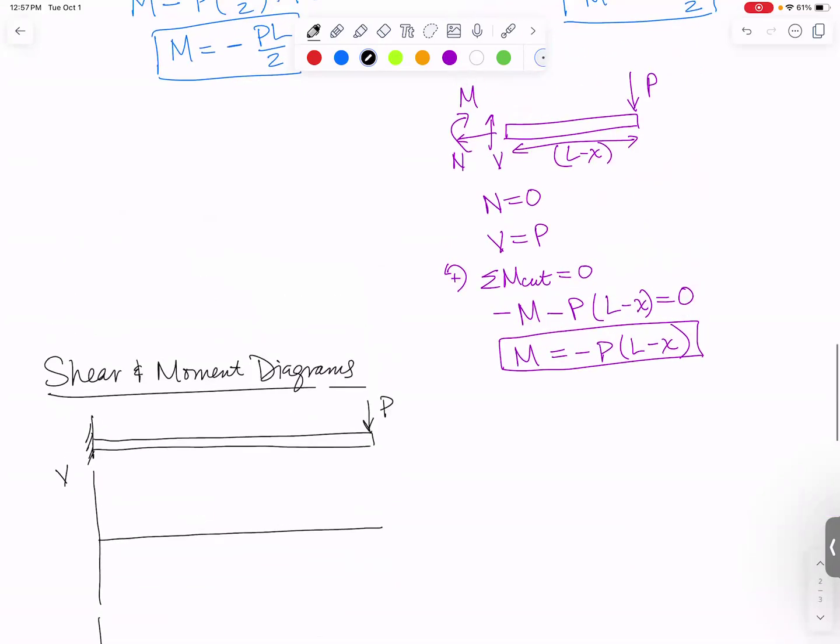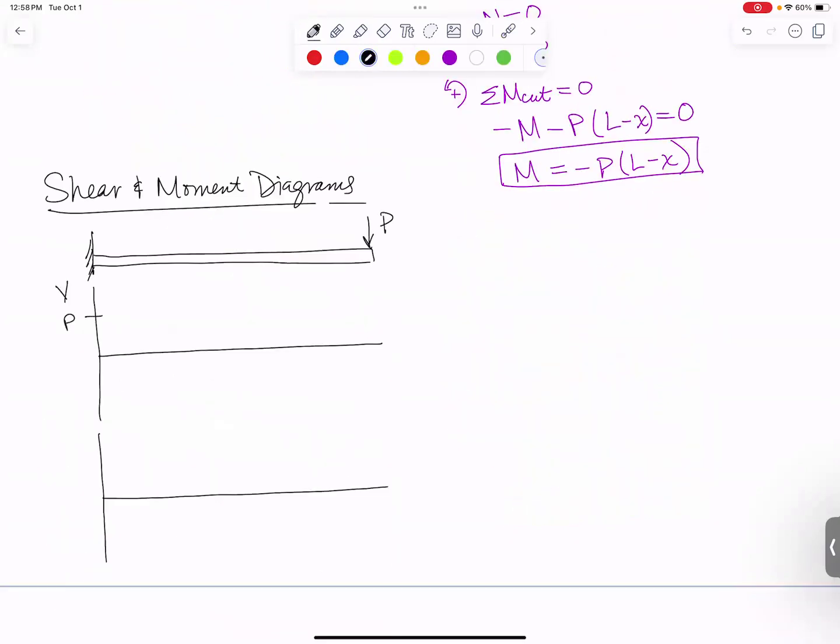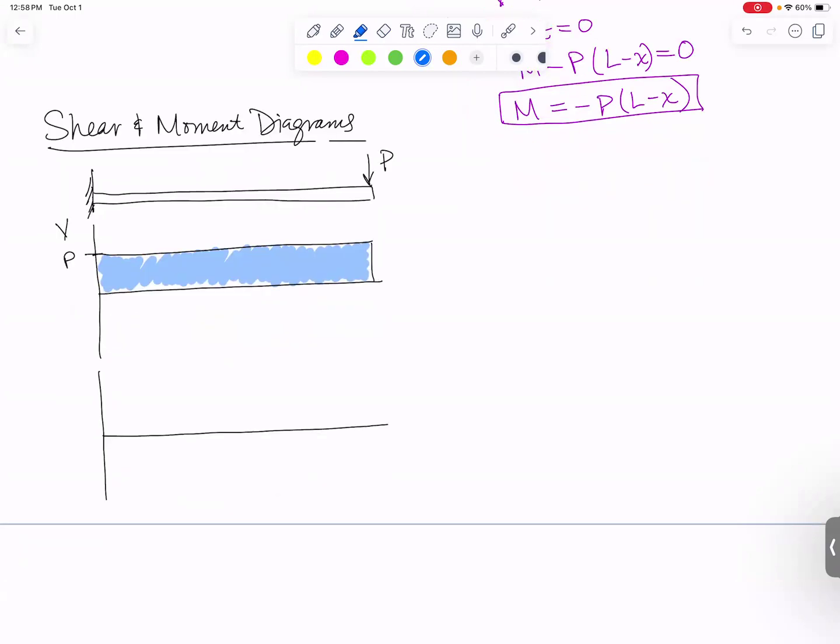What we found is that the shear force is always equal to P. And it has a constant value the entire width of the beam. And for some reason, we like to shade these in. So there's our shear force diagram. The shear force in this beam is P everywhere. I like to find the endpoints.